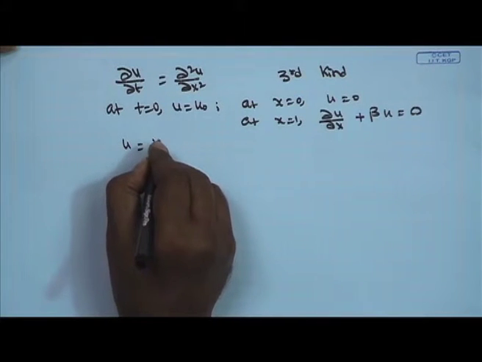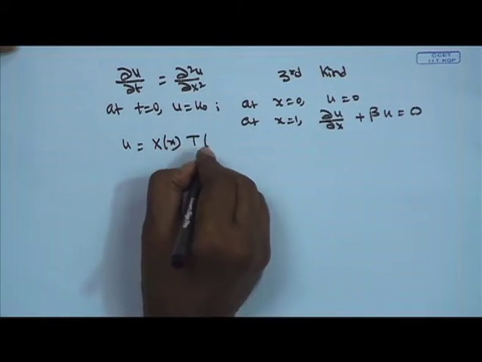So now we will again be doing a separation of variables type of solution. So u is equal to X of x multiplied by T of t.